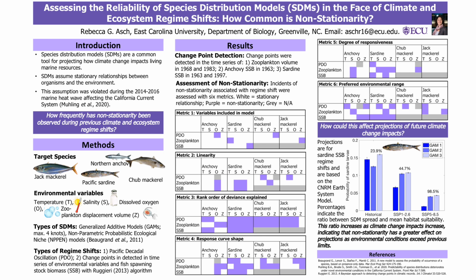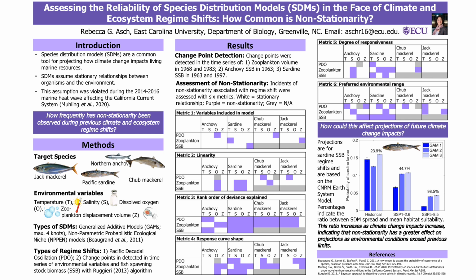Hello, I'm Rebecca Ash. This poster is on assessing whether species distribution models are reliable tools for understanding how living marine resources will respond to climate change. These models are very commonly used to project future distributions and sometimes abundance of different fishes, but they're assuming basically the relationships between fish and the environment are stationary and don't change over time.